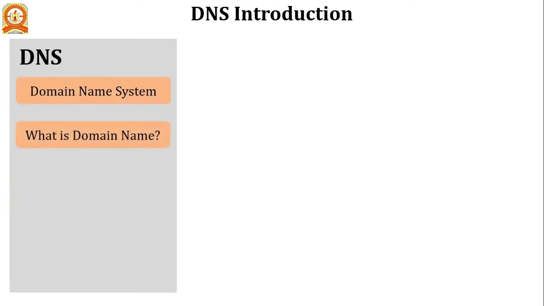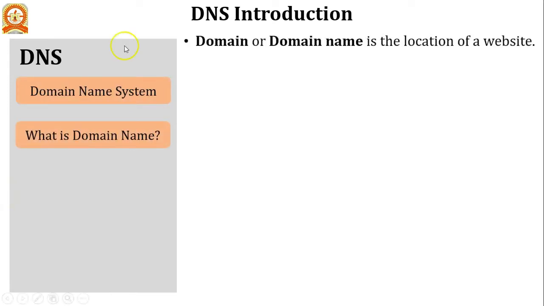Next, what is a domain name? Domain or domain name is the location of a website. We all know that the web pages of a particular website are stored in the web server, and the web server is located in a particular domain. So domain or domain name is the location of a website.